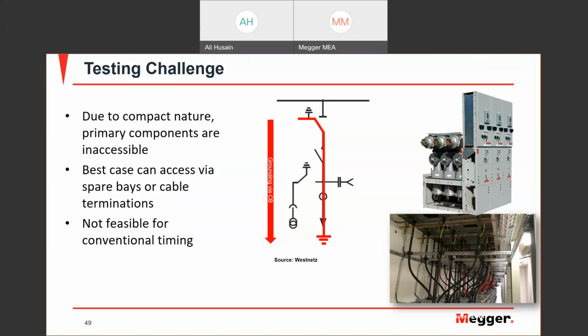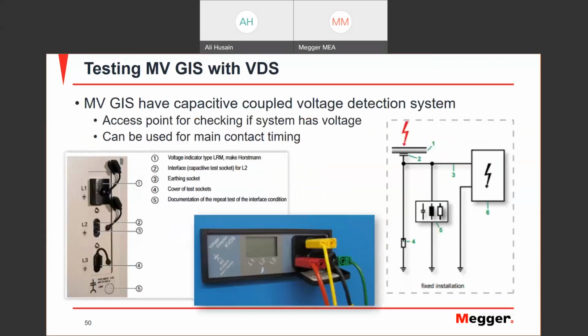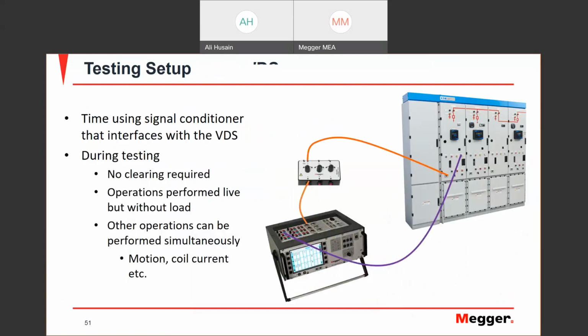Luckily, a lot of these GIS systems, or medium voltage GIS systems, have a voltage detection system, or what you call VDS. It's usually used to monitor the voltage, to check whether the system voltage is healthy or not. But now we can also use it to do main contact timing by measuring this VDS system. There's a small accessory that you connect to this VDS system, and you can measure the timing from there. It will give you a roughly accurate timing, like the normal conventional timing.